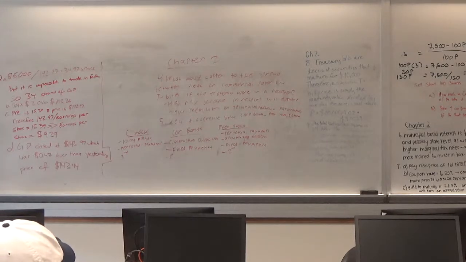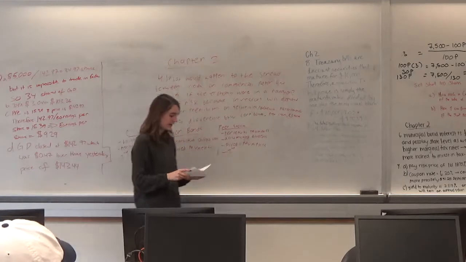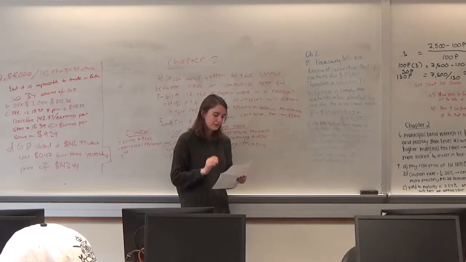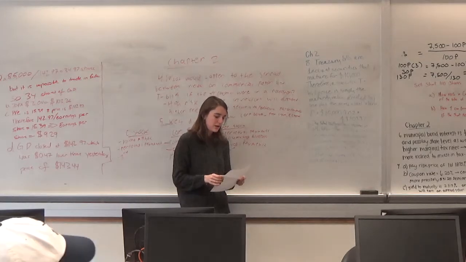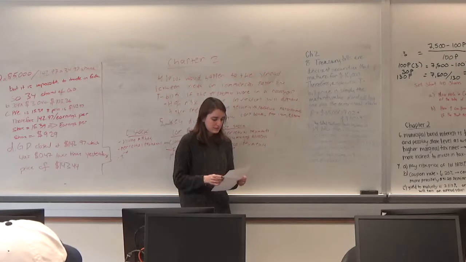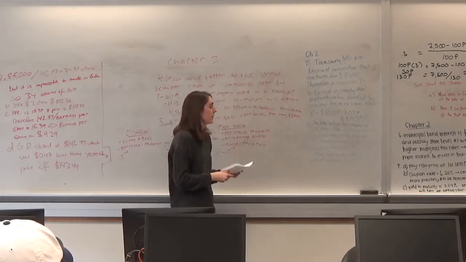Alright, I did chapter 2, number 8 and 9. The question for number 8 was, suppose investors can earn a return of 2% for 6 months on a treasury note with 6 months remaining until maturity. What price would you expect a 6-month maturity treasury bill to sell for?